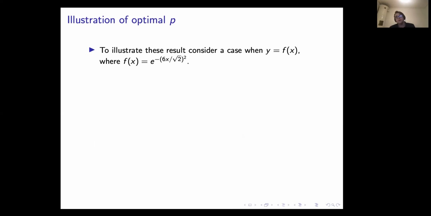Okay, so let's see how this works in practice. Let's assume that we're trying to recover some function f that's given by e to the minus 6x divided by square root of 2, squared. And of course, this is picked in a way that we have complete understanding of the Fourier transform here.